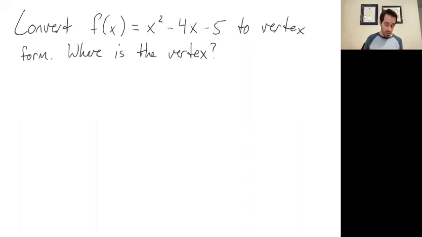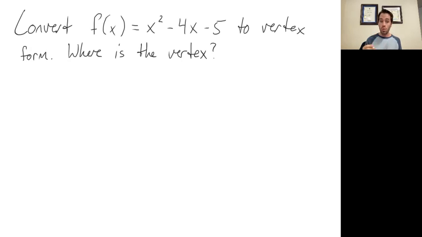I had this weird desire to all of a sudden convert a function to vertex form, because I'm weird like that. So because you're watching this video, you must want to do it too. Let's convert f of x equals x squared minus 4x minus 5 to vertex form. And then after we do that, we're going to answer the question of where is the vertex of this function?